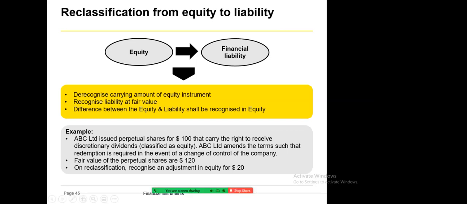ABC Limited amends the terms such that redemption is required in the event of a change of control of the company. Fair value of the perpetual shares is $120. On reclassification, recognize an adjustment in equity for $20. So here it is a case that earlier you had equity. That equity has been changed to liability. So you need to recognize the difference between the equity and liability in equity.